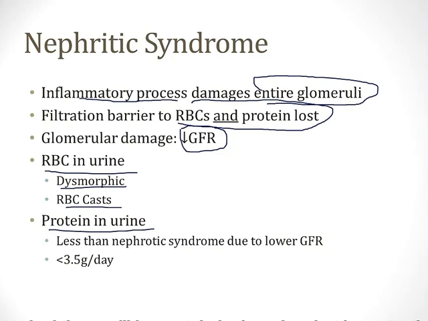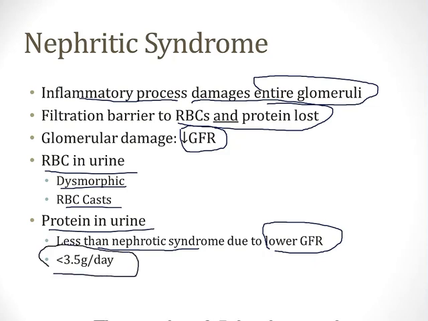And there will be protein in the urine, but importantly, it's less than nephrotic syndrome. Because these patients have a low GFR, they don't excrete as much protein per day as patients with nephrotic syndrome. So these patients will have urine protein of less than 3.5 grams per day. That number 3.5 is a key number. Nephritic syndrome usually has less than 3.5, and nephrotic usually has more than 3.5.